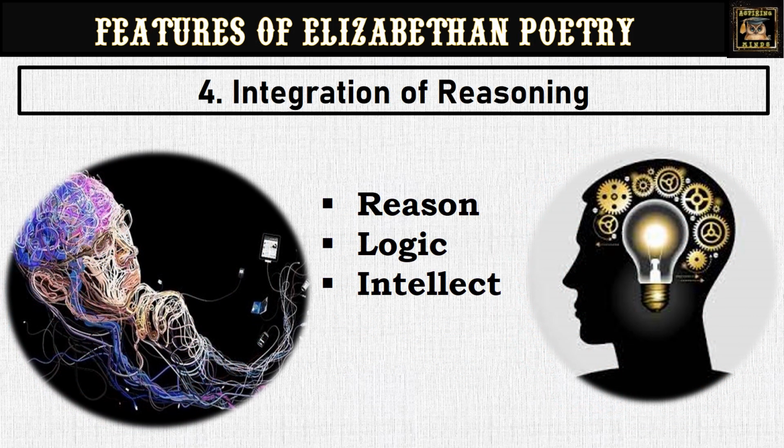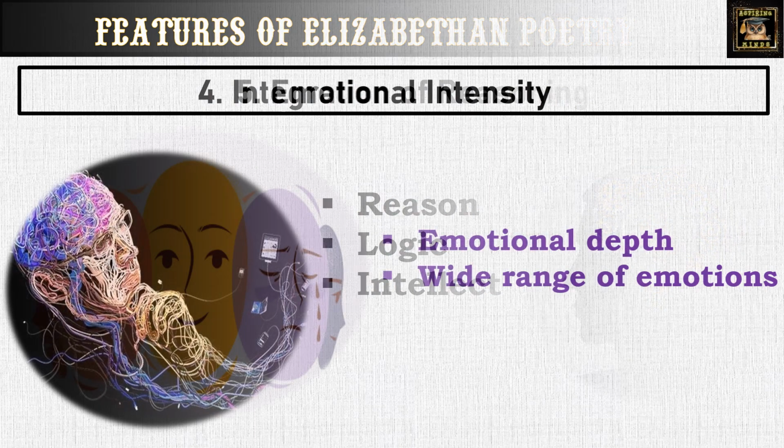Elizabethan poetry often included elements of reasoning, persuasion, and logical arguments, reflecting the influence of Renaissance humanism. You will understand it when I discuss the differences very soon. The poets employed rhetorical devices and logical connections to engage the reader's intellect and intelligence, and to also be able to convey moral or philosophical messages.